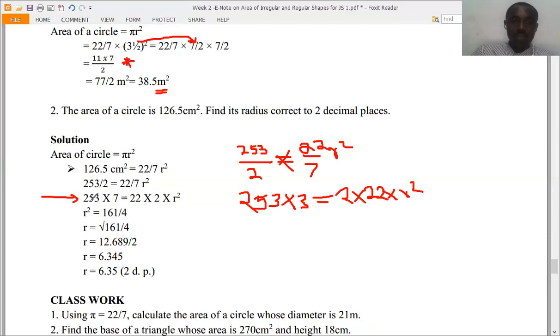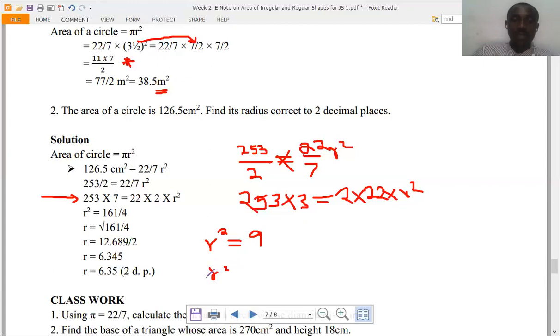So when we multiply 253 by 7 and multiply 22 by 2, that will give 44. I'll break that to the lowest term, that is 169 over 4. Then you take the square root. Please note that whenever you have a term or an equation like r squared equals 9, to solve for r, what we do always is to take the square root of r squared. And when you're taking the square root on the right hand side, you must always have a plus or minus sign. So therefore, r is equal to plus or minus 3.